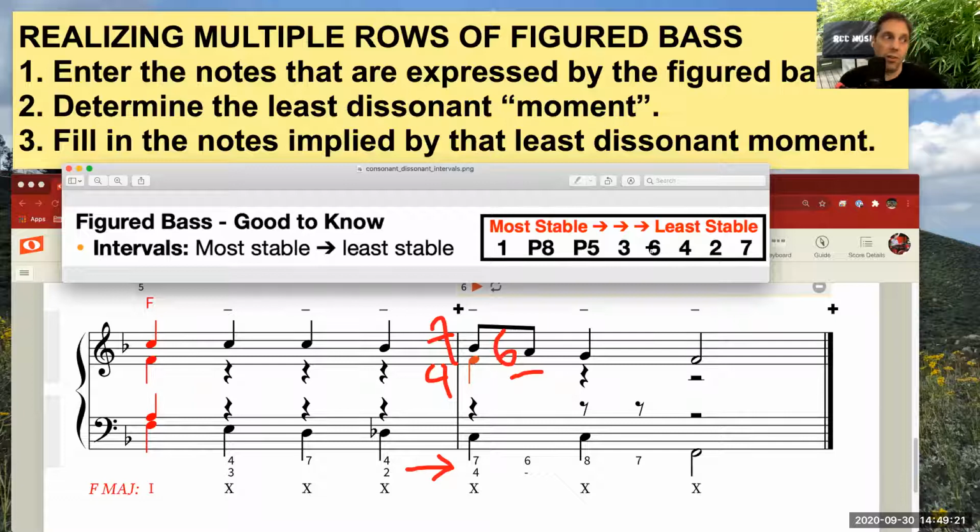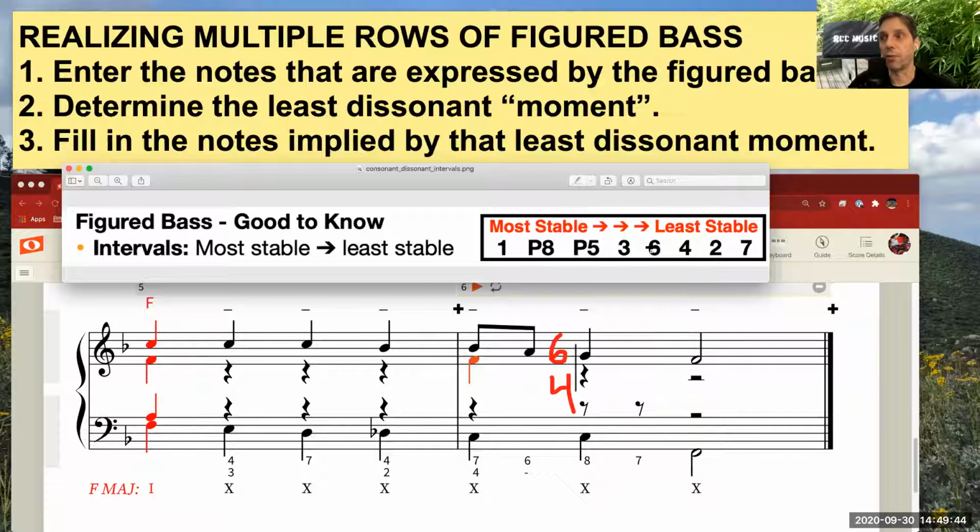Okay, so if we ignore the 7 and use the 6 in our calculation, it turns out we have a 6th above and a 4th above. So you might recognize that as something that implies second inversion. So we're going to use our knowledge of how to voice a second inversion triad to finish this.